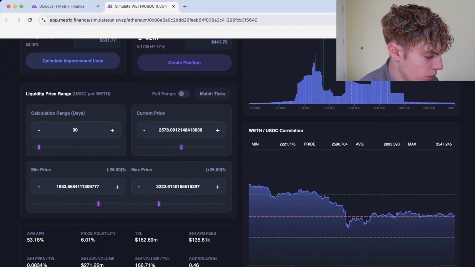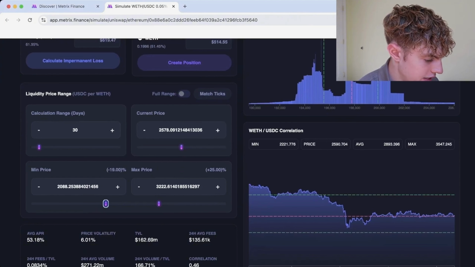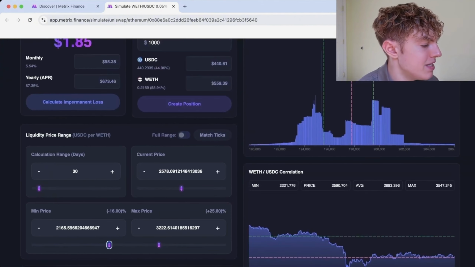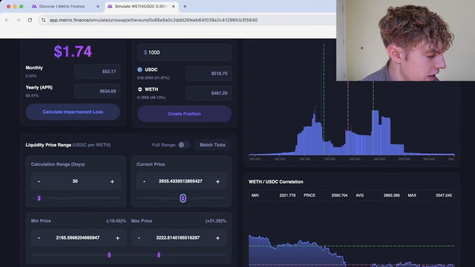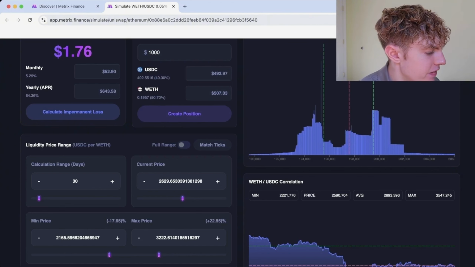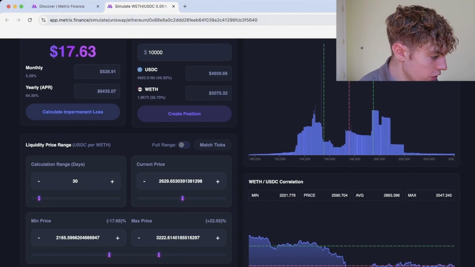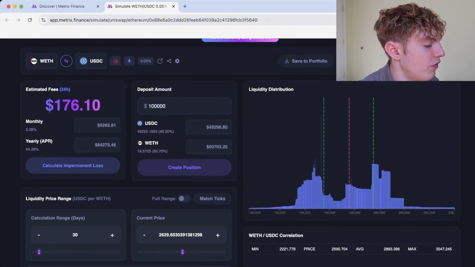So for example, if I were to change the range, maybe let's change the min price down a bit to like 2088, let's see, around 2165. Look, the APR went up to 67%. And you can also change your current price to get about 50-50 of each asset. So let's see here, let's try to get as close as possible. Here we got 50% USDC and 50% ETH, give or take, and now it says yearly APR is 64%. So if we put in $100,000 it would be making me roughly $176 per day estimated.